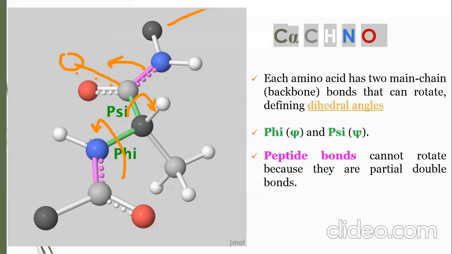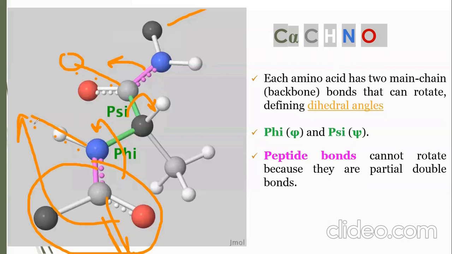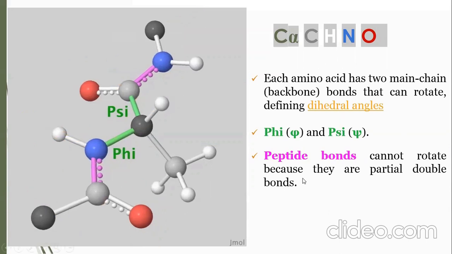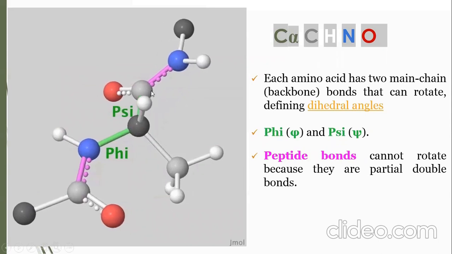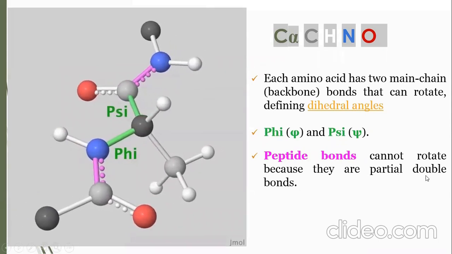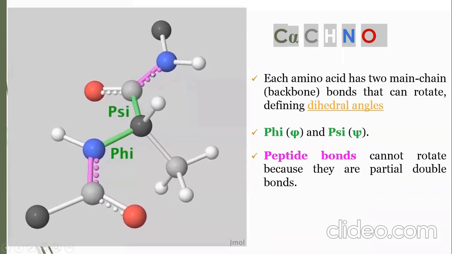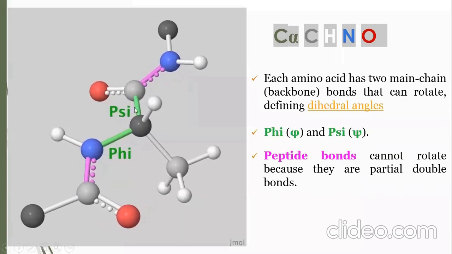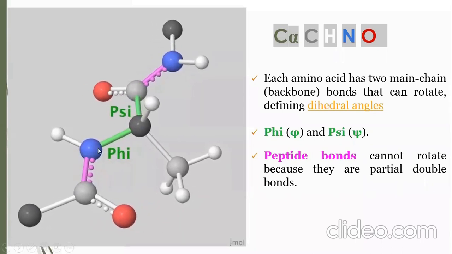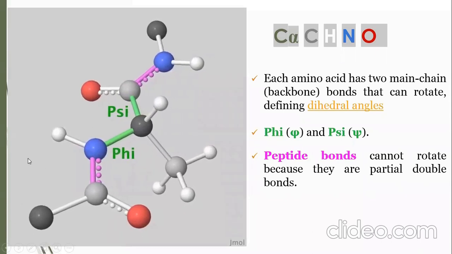Similarly for this one, this peptide bond can change from here, and the whole polypeptide chain can move from here to here. So the whole protein structure is dependent on these two angles. The peptide bonds cannot rotate because they are partial double bonds. There is less tendency for them to move. Only the Phi and Psi bonds are flexible enough to move the whole conformation of the protein.